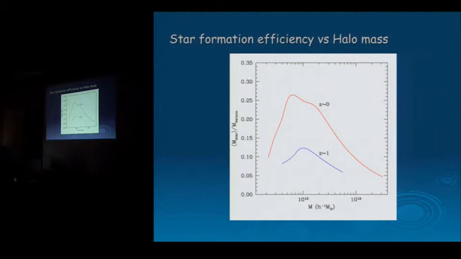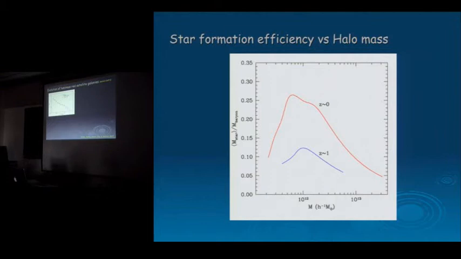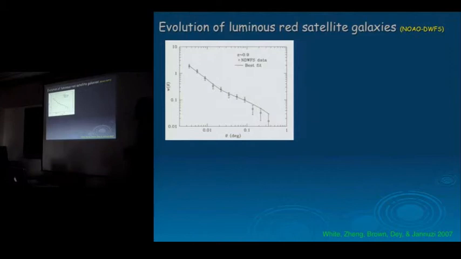Okay, I don't have much time left. Let me talk about the evolution of luminous red satellite galaxies from the deep wide field surveys. The idea is simple. From this survey, we have galaxies, and we can measure the galaxy clustering at redshift 0.9 and at redshift 0.3.